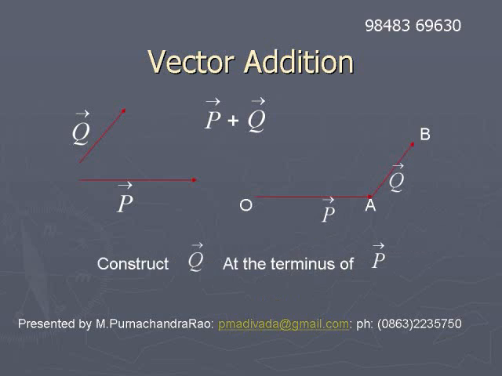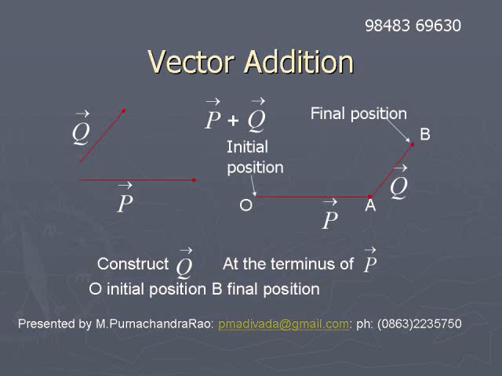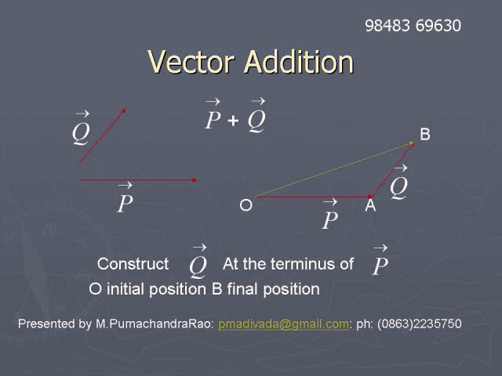Now we have constructed q bar at the head of p bar. Now take the tail of p bar. The tail of p bar is O. The head of q bar is B. Now join this by a vector from O to B.